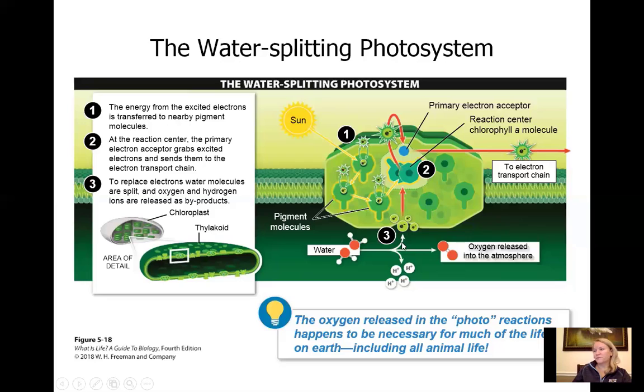So when it splits, the O, the oxygen, leaves, right? And it's released as oxygen into the air, right? That's what we know. Plants give off oxygen. So there's where it happens.